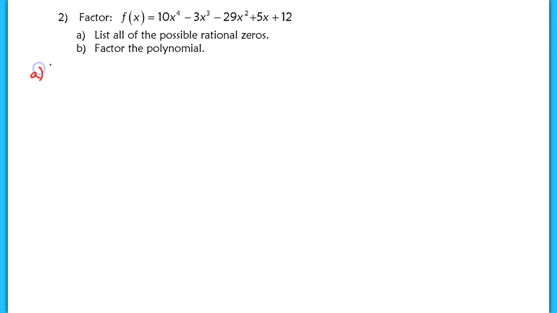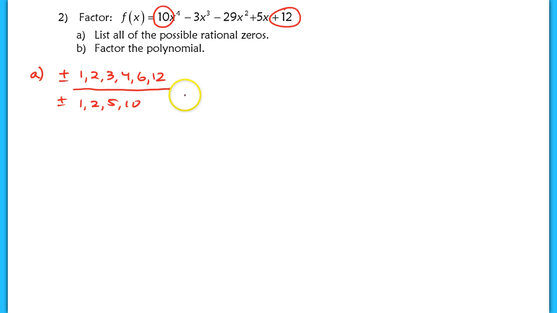So to answer part A, we're going to take all of the factors of our constant term 12 here. So we have 1, 2, 3, 4, 6, and 12. And then for the factors of our lead coefficient, we have 1, 2, 5, and 10. So we're going to have quite a list going here. So I'm going to take this 1, divide it by each of those in the denominator. So I take each of those and divide it by the number in the denominator. So I end up with positive or negative 1, 1/2, 1/5, and 1/10.